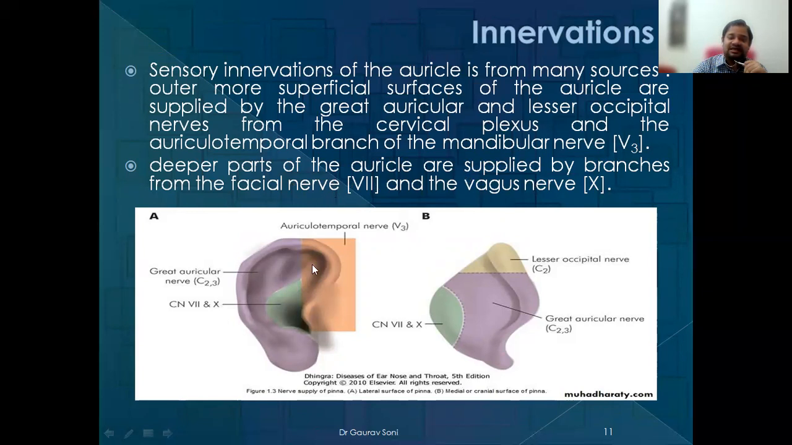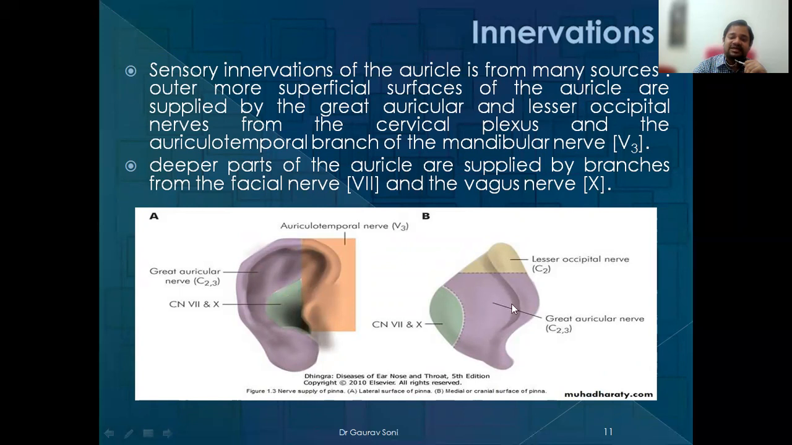So you see the color pattern given here, which is easy to understand. From the outer or lateral view, you can see the purple color is given for the greater auricular nerve, which is going to supply it, and the brick color is used for the auriculotemporal nerve, which is the branch of the mandibular nerve, that is the trigeminal nerve. And the medial part, the concha part, is specifically supplied by cranial nerves 7 and 10, that is facial and vagus.